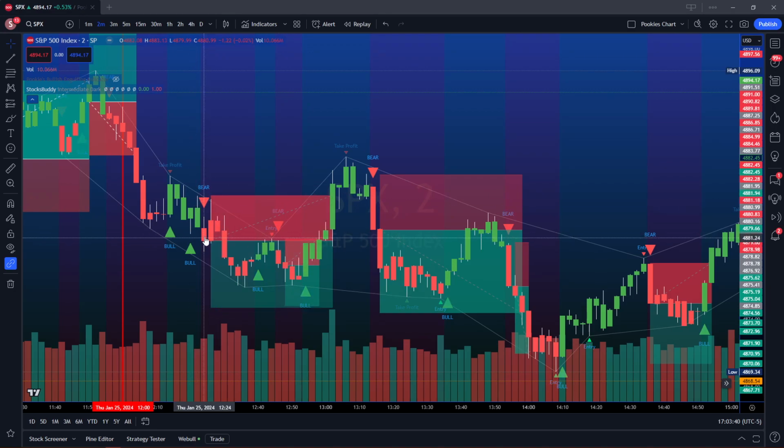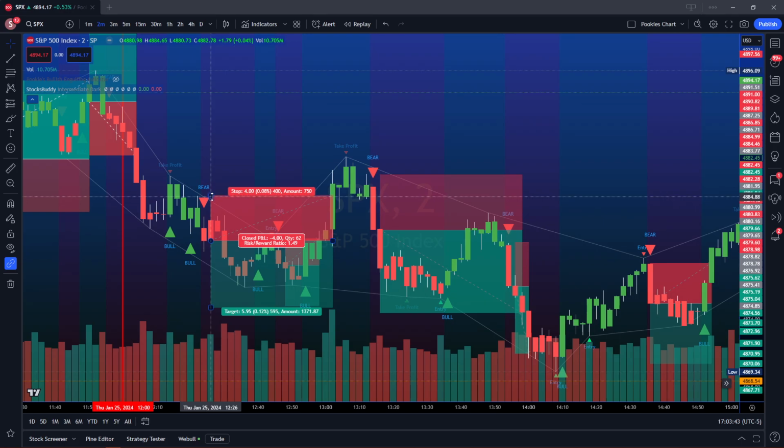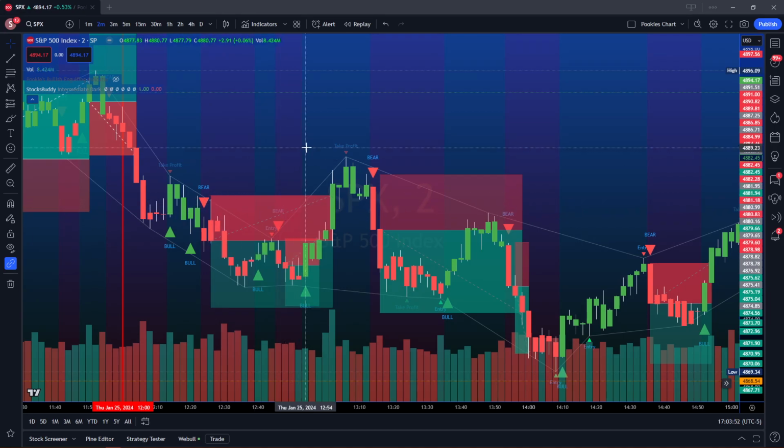We had a signal here on this candle. We entered on this candle. The stop loss was placed here immediately, and then a 1 to 1.5 risk reward target was placed right here. In this case, it was a stop out. That's okay. It was a $4 loss, 0.08%.